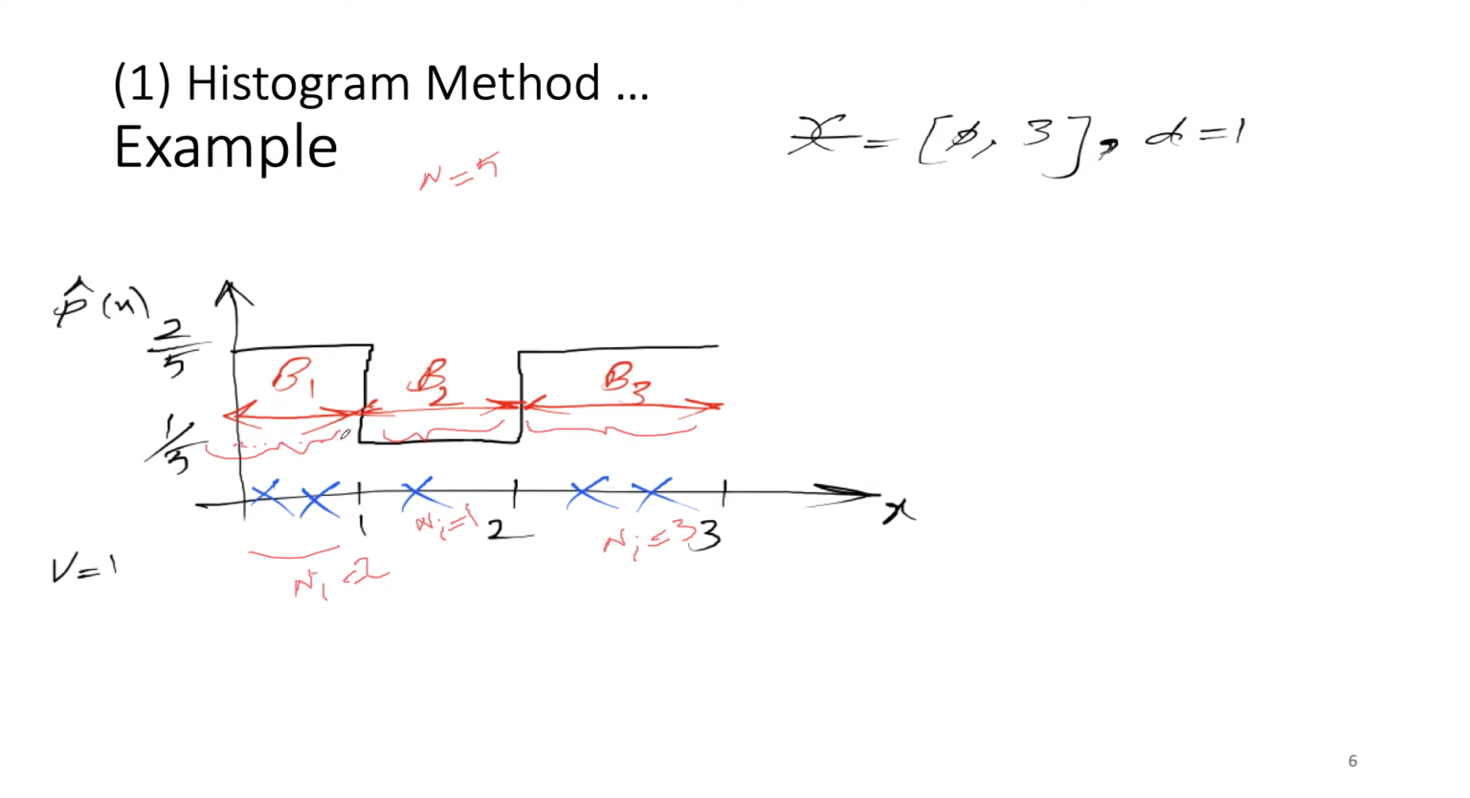And this comes at 1 over 5. Again, we have 2, so it would become 2 out of 5. So it becomes something like this, right? So that's the p hat of x as the estimated probability distribution of this. All right. So now we see that using this very simple method, we can estimate the density distribution.